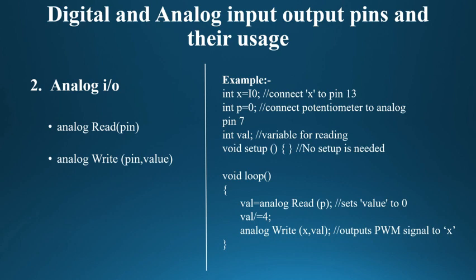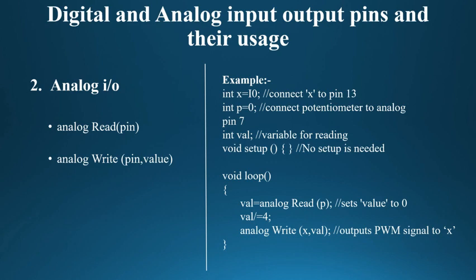So let's look into an example. First one is int x equals 10. It is the same as the previous one. Here we are setting pin number 10 to a variable x. Next is int p equals 0, where p represents the potentiometer on analog pin number 7.